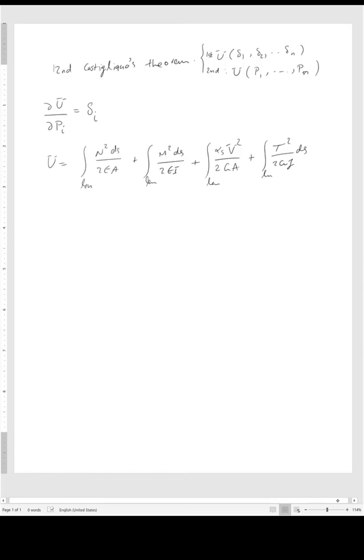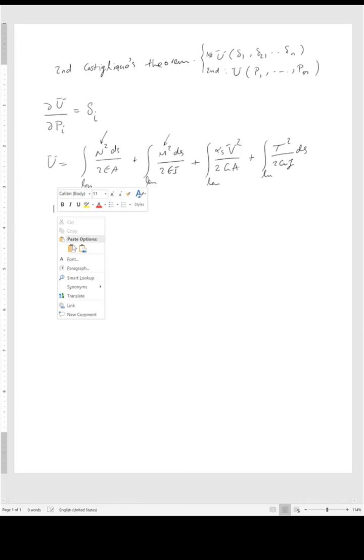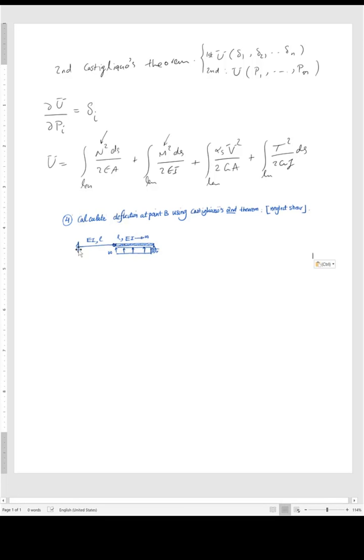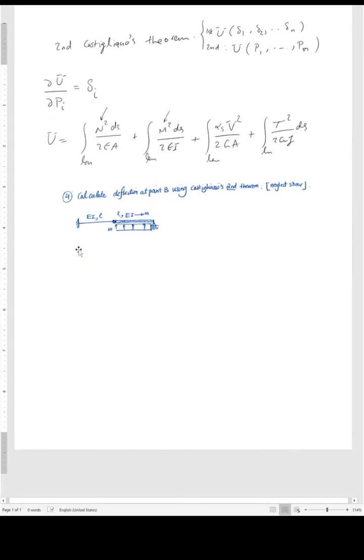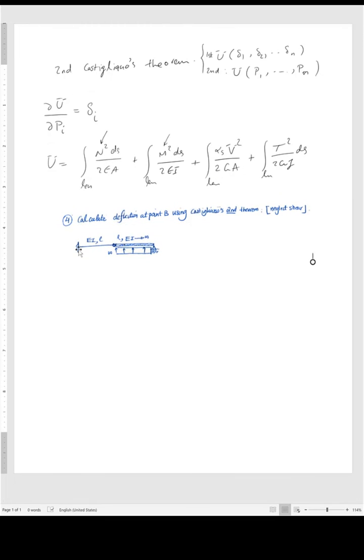Alright, so again, mostly we will be dealing with axial forces and moments. So the first step again would be to compute the axial forces and the moments in all members of your structure. So let's see an example by looking at the homework problems. Okay, so here's an example. We want to calculate the deflection at point B using Castigliano's second theorem. This is point B.